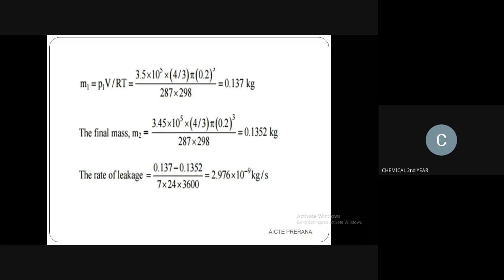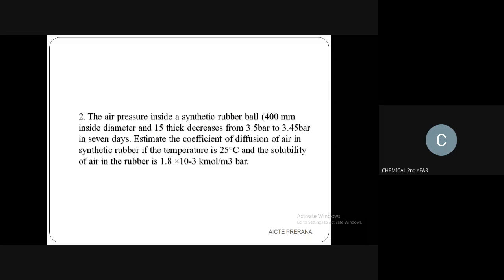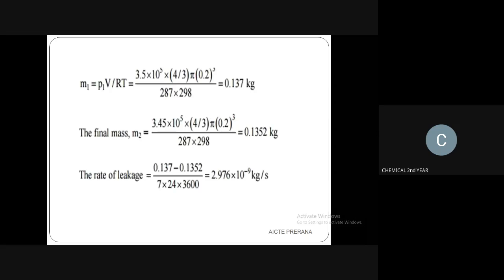In the question they have given the pressure decreasing from 3.5 bar to 3.45 bar. So the initial pressure is 3.5 into 10 to the power 5 and the final pressure is 3.45 into 10 to the power 5, into 4 by 3, that is the volume. The same terms are written, and you will get the answer as 0.1352 kg.